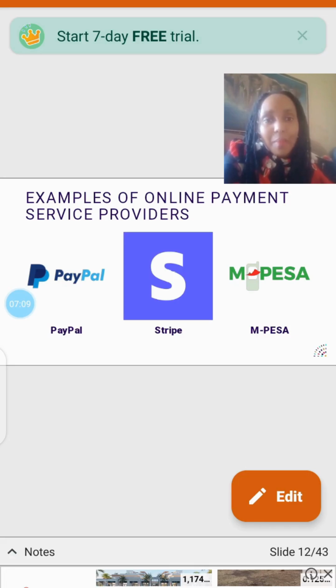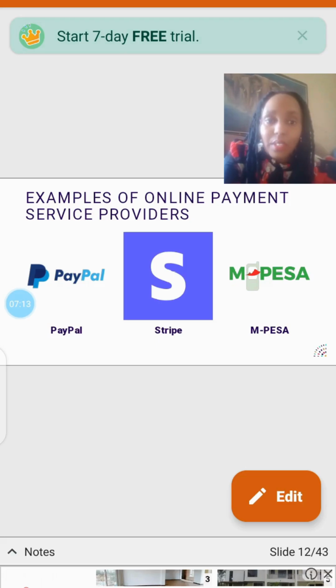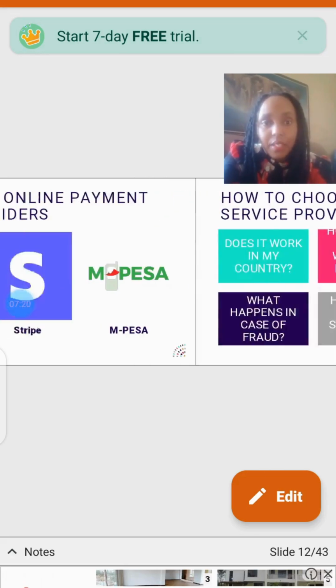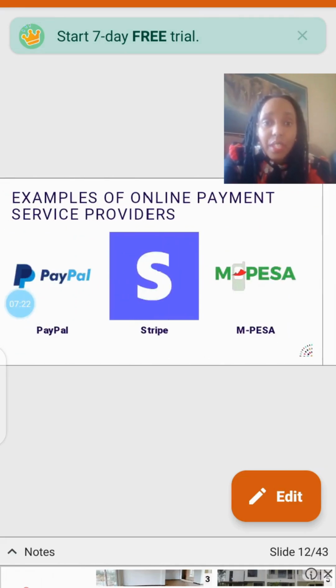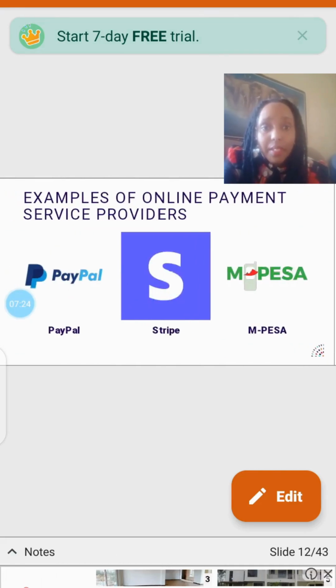And then there's M-Pesa. M-Pesa is the in thing in Kenya. I think everybody right now does just M-Pesa. A lot of people just use M-Pesa, and it's all over and it's safe. So if you're in Kenya and you're doing services, please include M-Pesa.